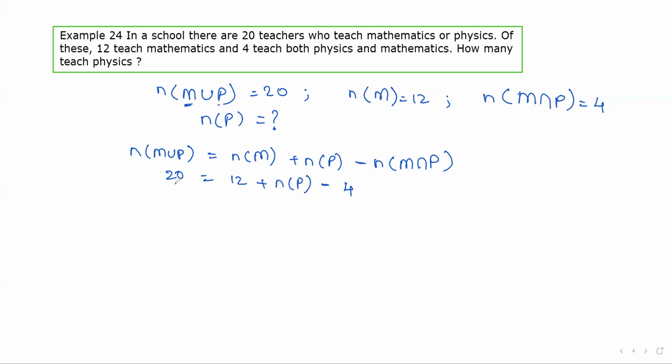12 minus 4 is 8. The 8 on the left-hand side will give you minus 8. 20 minus 8 is 12. So the number of teachers who teach physics will also be 12, or 12 teachers teach physics.